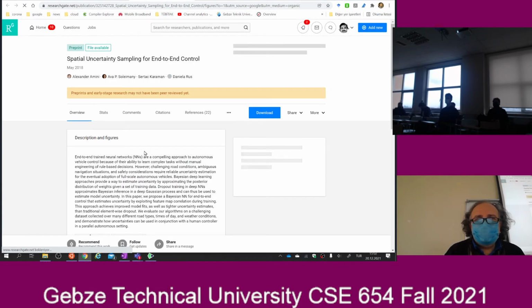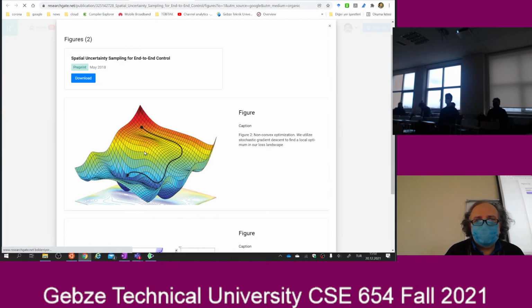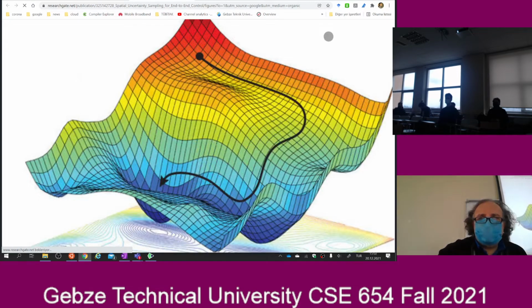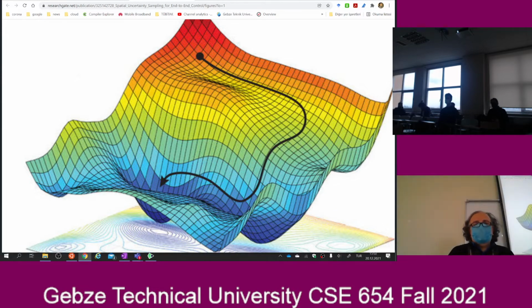Where is my nice figure? Is it okay? Here it is. Okay, it looks like this guy has started at this point. Okay, this is f(x, y) equals z, right? z equals f(x, y), a two-dimensional problem.